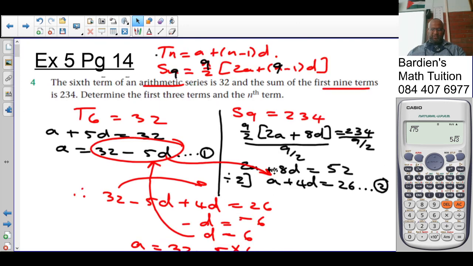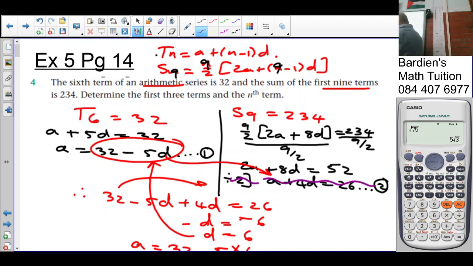Well, you didn't divide by 2, but you should have gotten the same answer. If you don't divide that by 2, then you don't have this step here. But you got 2a plus 8 is equal to 52, no? Then you should have had 2a is 32 minus 5d plus 8d equals 52. Is that what you have, no?